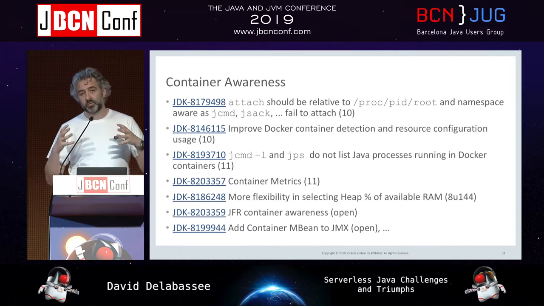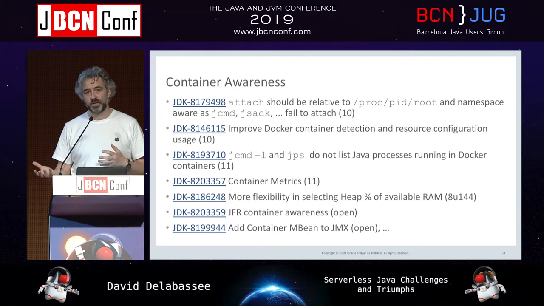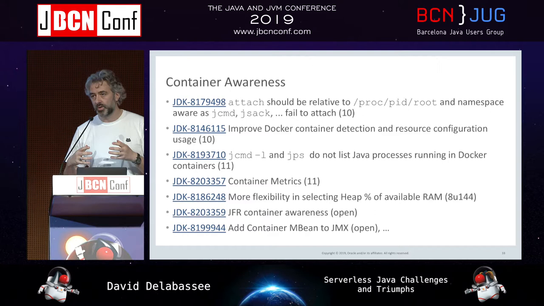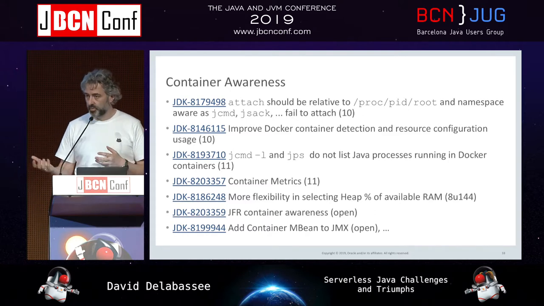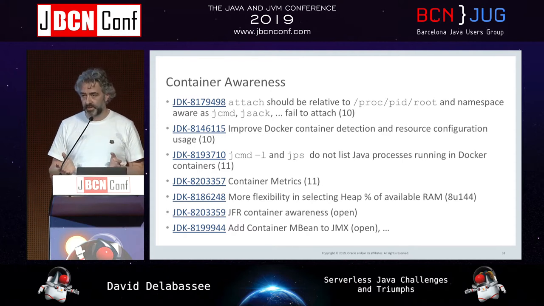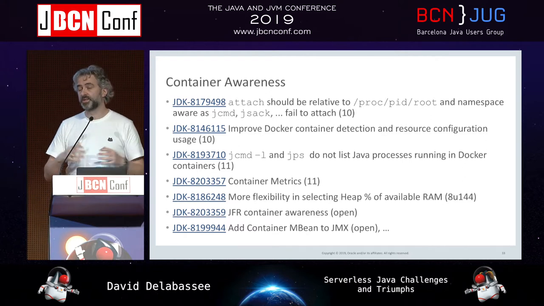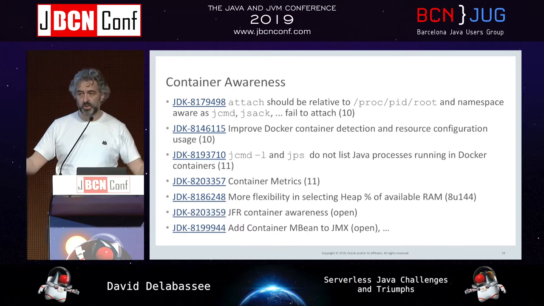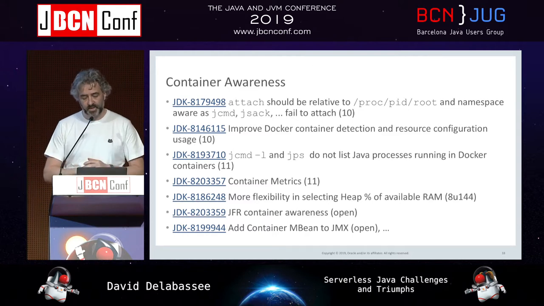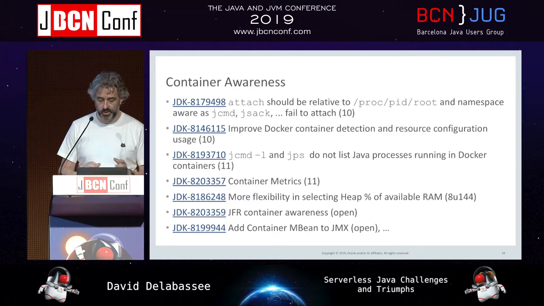For example, the JVM, the Java Virtual Machine, has the ability to auto-tune itself based on the environment it runs on. The JVM will look at metrics like the number of CPUs, the memory available, and so on, and it will try to tune itself so that it can work nicely within those constraints. If you're using an old version of Java, the JVM will not see that it runs within containers, so it will use the metrics coming from the host. And if you do that, you can be sure that things will go bad very quickly.